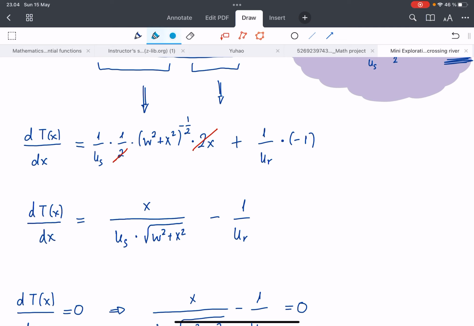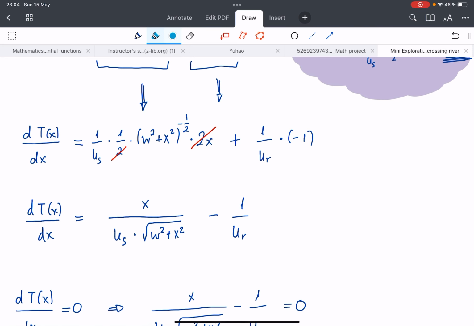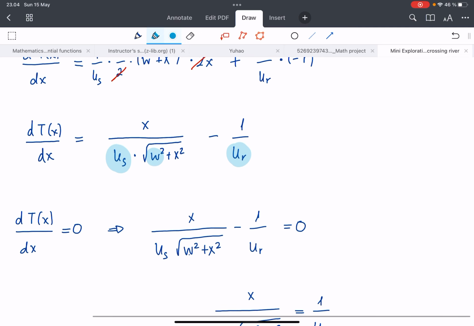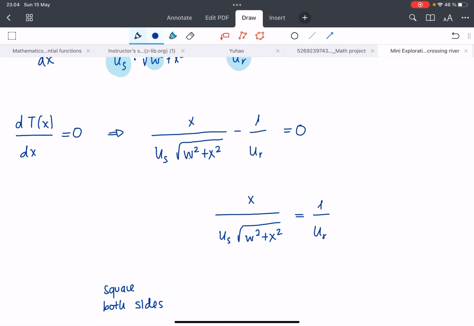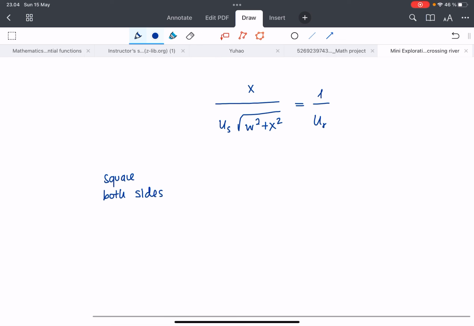You can see now that the derivative depends on x, which is the landing point, the landing distance, that's what we want. Vs is constant, the swimming speed. VR is constant, the running speed. And w is the width of the river. And if you set it now equal to 0, and you start solving, we will be able to find the landing distance x in terms of the speeds and the width of the river. We could do it by squaring both sides.